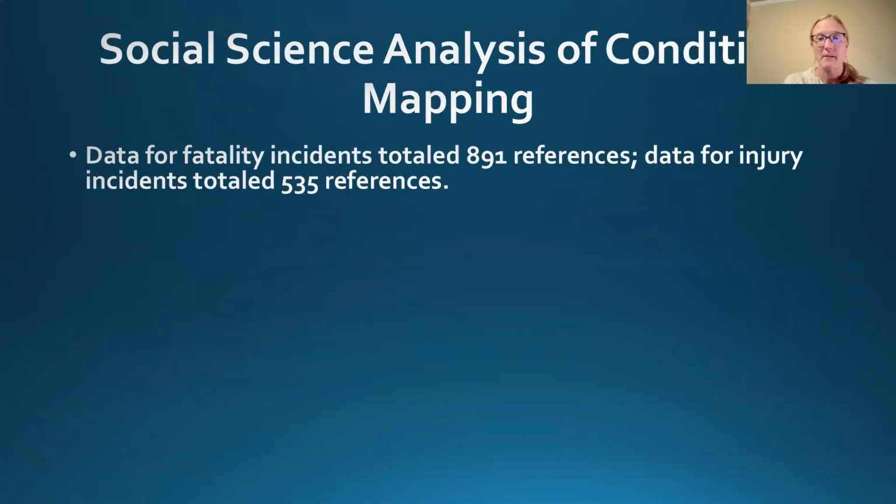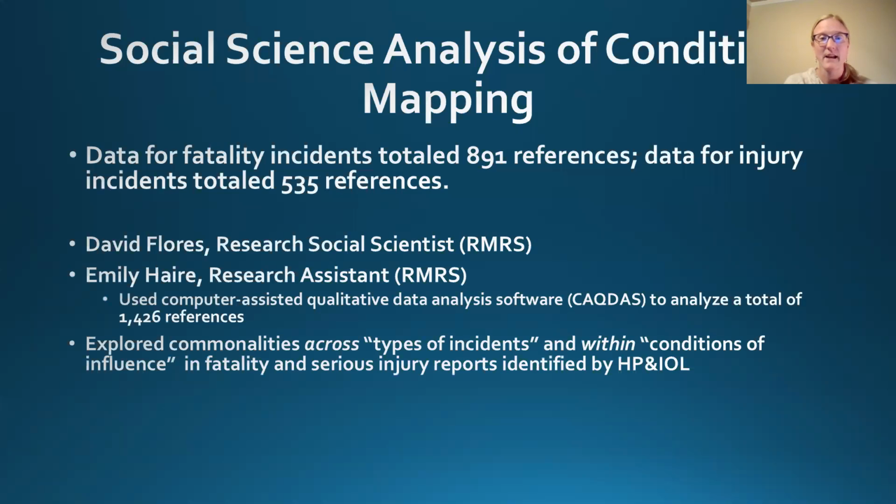The condition mapping process produced more than 1,400 reference conditions. There were 891 conditions in the fatality reports and 535 conditions in the injury incidents. At this point, HP and IOL reached out for expert assistance from David Flores and Emily Hare, research social scientists with the Rocky Mountain Research Station. David and Emily employed accepted social science analysis methodology to help us make sense of all of this qualitative data that came from our condition mapping efforts.